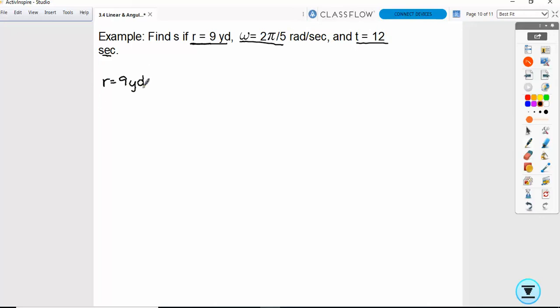So we have our R, we have omega, we have t. I need S. So my options, S equals R theta. We have R, but we don't have theta. Or V equals S over T. I have T, but I don't have V. So I'm going to have to do 2 formulas here. Which one do you want to use?